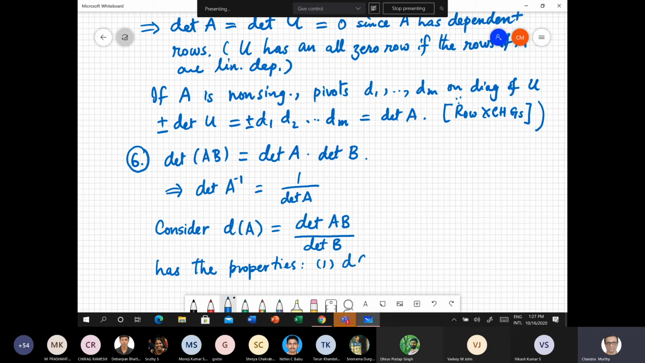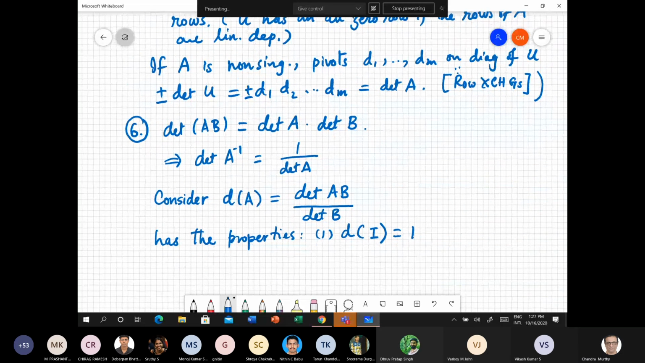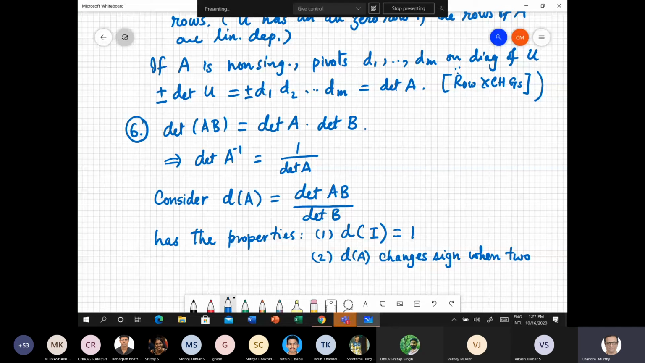One, d of the identity matrix. If I replace A with the identity matrix, I have determinant of B divided by determinant of B equal to 1. Two, d of A changes sign when two rows of A are exchanged.